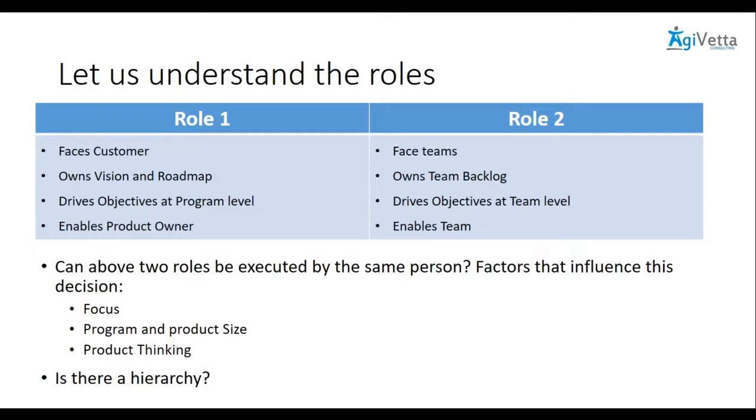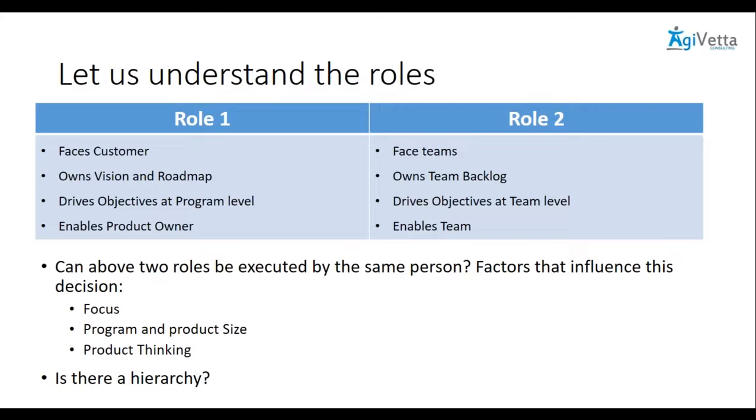Take, for example, 4 teams. Attending their ceremonies, answering their questions, and also interfacing with the customer is not possible. So definitely you need one role, one person who is interfacing with the customer, owns the vision and the roadmap, how this whole product will be developed over a period of time. Because as the product scales up, the timeline for delivery also scales up. This person also drives the objectives at a larger level. Now, this large level is called the program level.